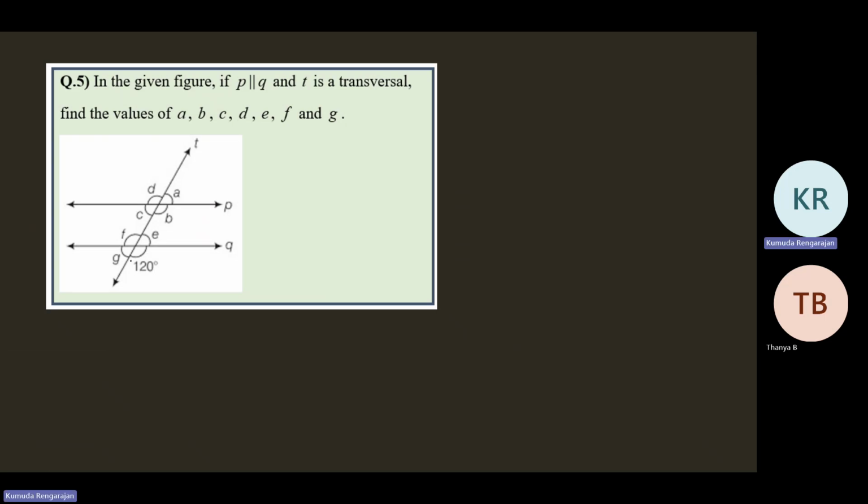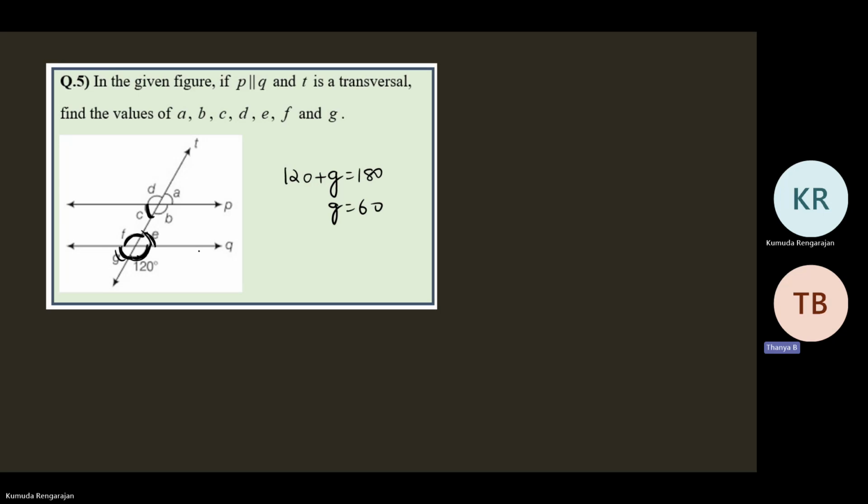If this angle is 120 degrees, what's the measure of F? 120 degrees. Vertically opposite angles are equal. Then if this is 120 degrees, what's the measure of G? 120 plus G is equal to 180, correct? 60 degrees, ma'am. G is equal to 60 degrees. So if G is 60 degrees, what about E? 60 degrees. Okay, so if E is 60, what is C?